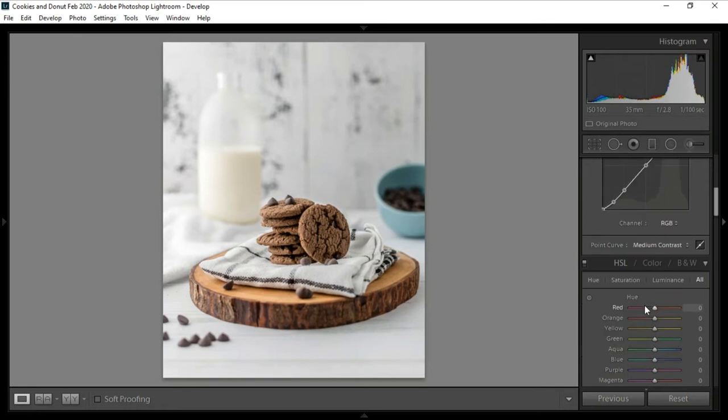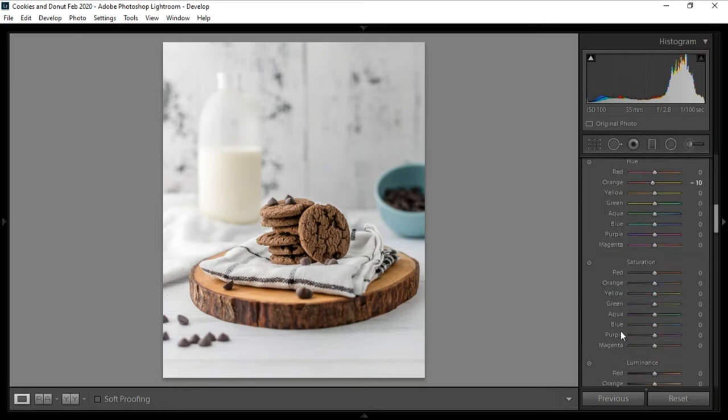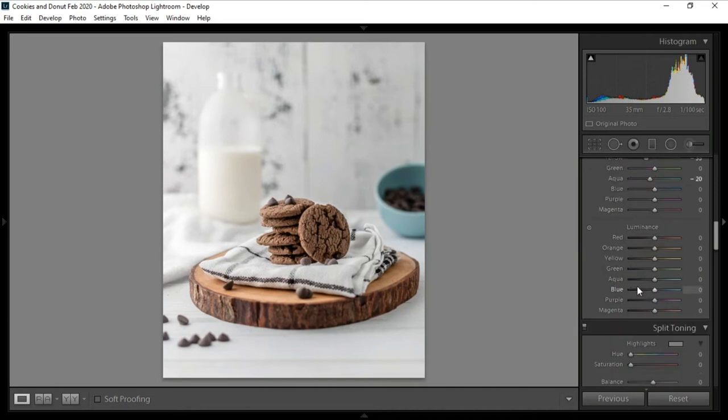Then, go to HSL section. Change orange hue to minus 10. Change orange saturation to minus 10, yellow minus 35, and aqua minus 20. Then increase luminance of orange to plus 30, yellow plus 10, and aqua plus 10.